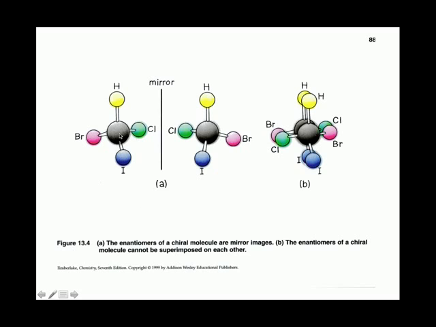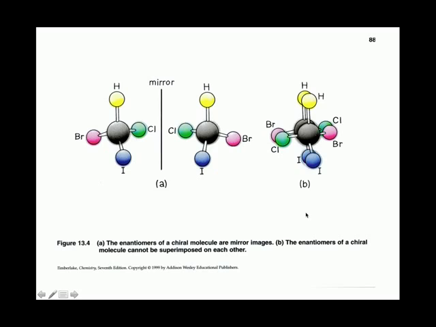Here we have a molecule. There's a carbon atom in the middle, and you notice 4 different atoms. This is similar to the previous slide. And here's the mirror. Now you notice that these two are mirror images of each other. So the molecule is chiral. So enantiomers of a chiral molecule are mirror images. So each one of these is an enantiomer.